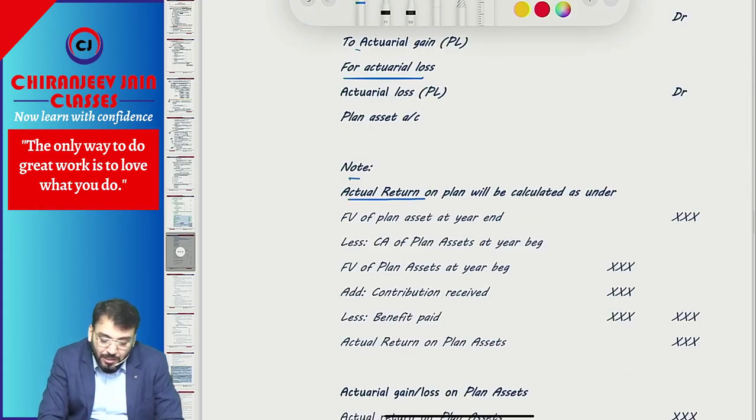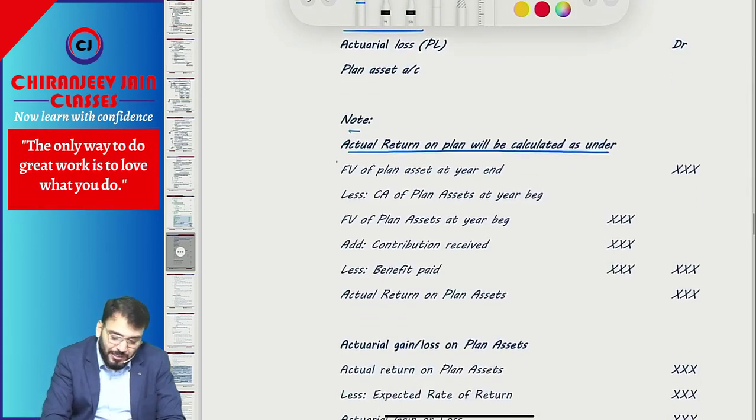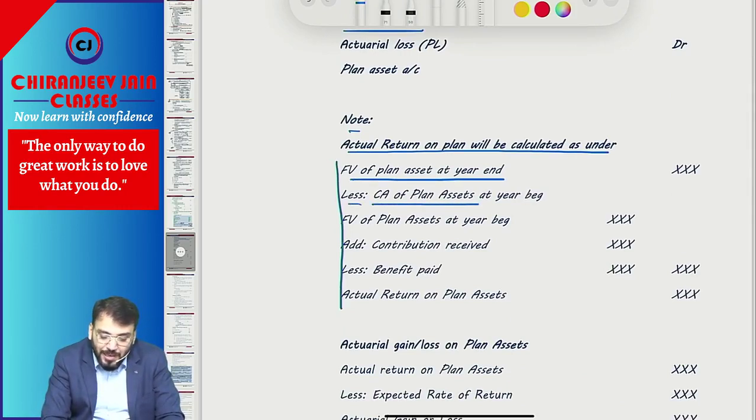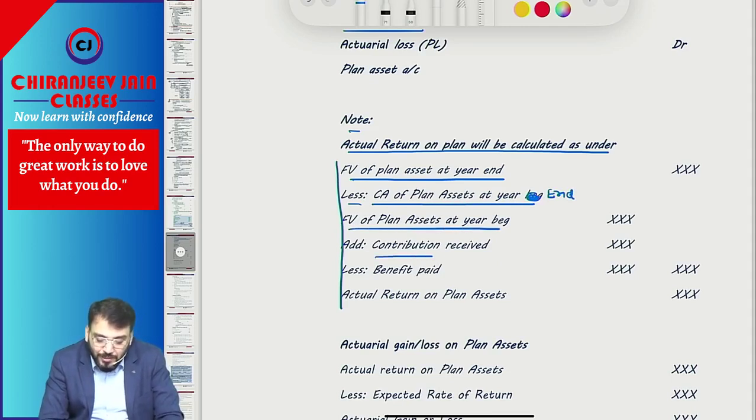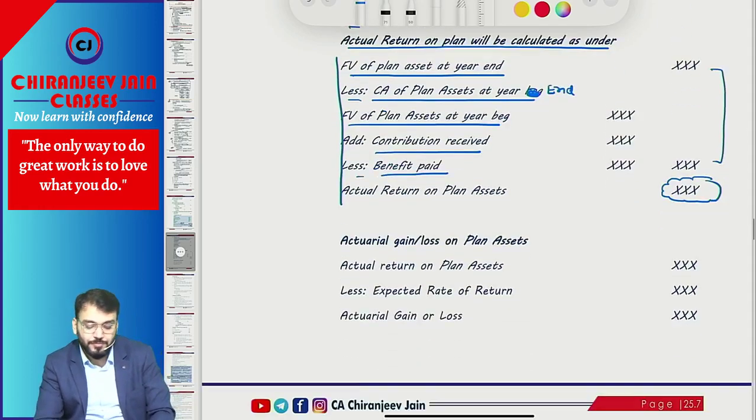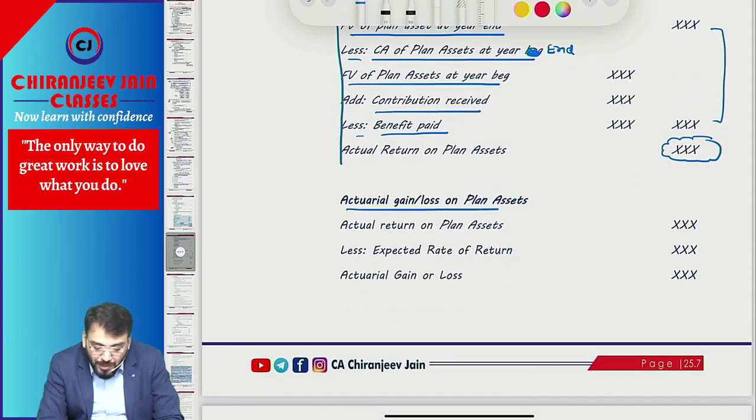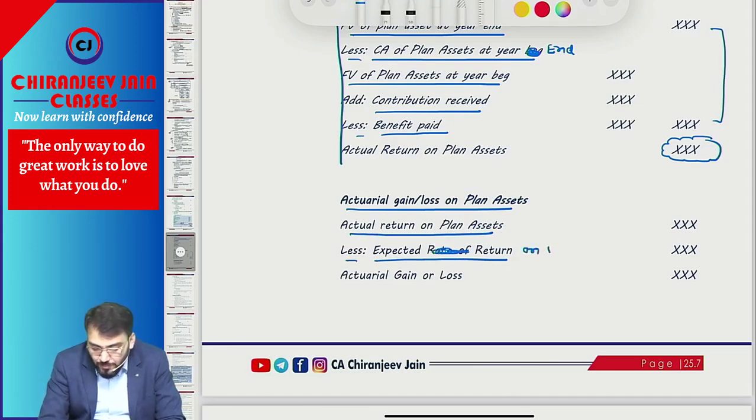Note, actual return on plan asset will be calculated as under, the same thing as we calculated fair value of plan asset at year end, less carrying amount of plan asset at year end. At year end, how will you calculate fair value of plan asset at year beginning? Add contribution received, less benefit paid. This difference will be what? Actual return on plan asset. Understood? Then how to calculate actuarial gain or loss on plan asset? Actual return on plan asset less expected return on plan asset. This will be actuarial gain or loss.